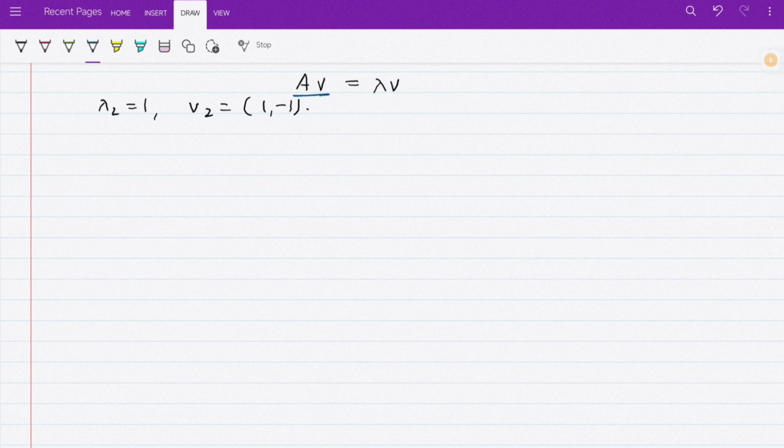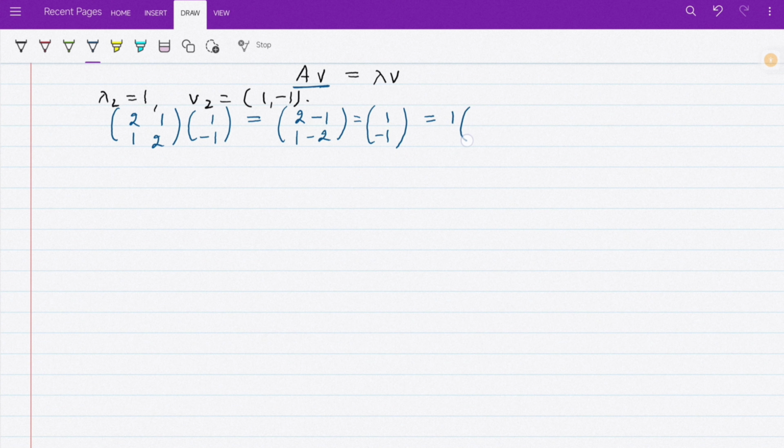Consider the left side. So A was [2, 1; 1, 2], and V is [1, minus 1], and when we multiply this we get [2 minus 1, 1 minus 2], which is equal to [1, minus 1], which is equal to 1 times [1, minus 1], and that is equal to lambda times V. So thus we get AV is equal to lambda V. That's how we find the eigenvectors. It's a key step in understanding how a matrix transforms vectors.